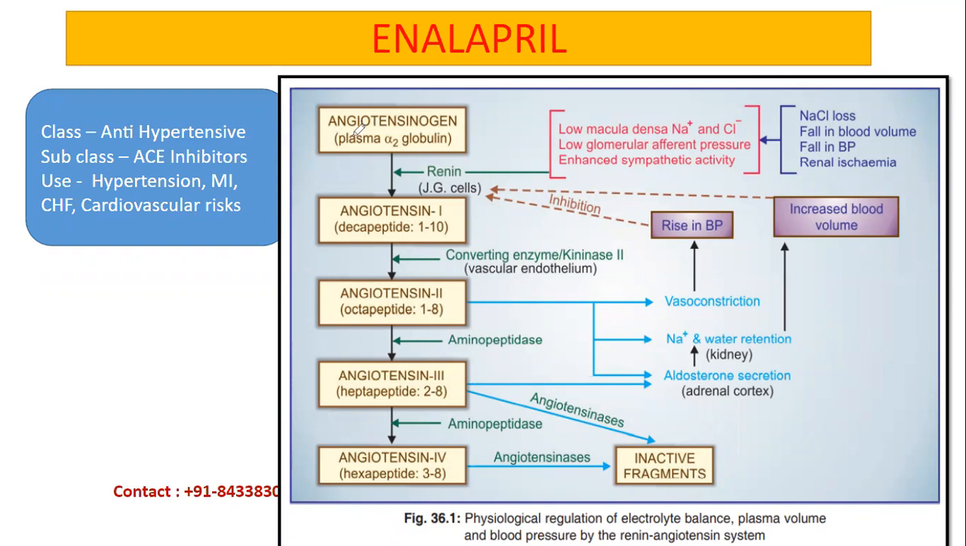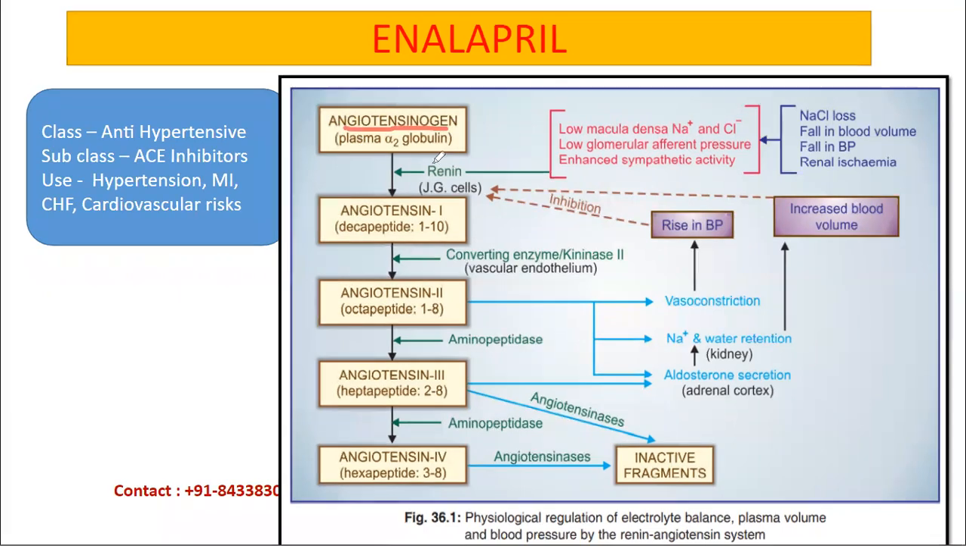The precursor of angiotensin, that is angiotensinogen, gets converted into angiotensin 1 with the help of renin. This renin is secreted by the JG cells, which are the juxtaglomerular cells of the kidney. So angiotensinogen, which is the precursor of angiotensin, in the presence of renin, which is secreted by the JG cells, gets converted into angiotensin 1, which is a decapeptide.